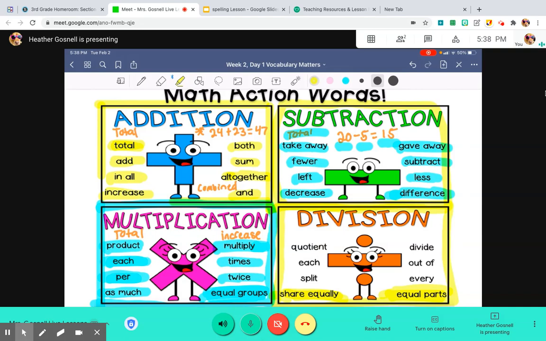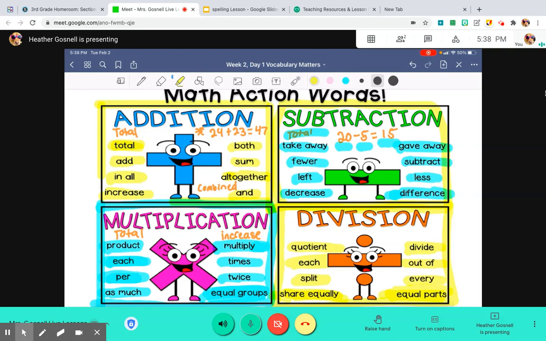Shared, equal parts of. You might see each, somebody gets each of something, because when you're dividing, you're splitting up in equal groups, or you're finding how many things can go into equal groups or items. Divide. Out of. Okay, every is a good hint. Split up. Quotient is, like I said before, the answer to a division problem. Now, this is going to take some practice really identifying these.